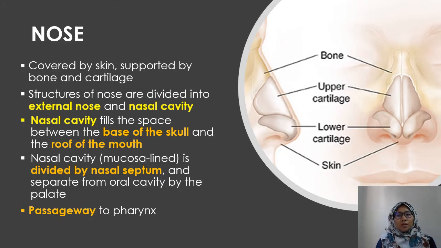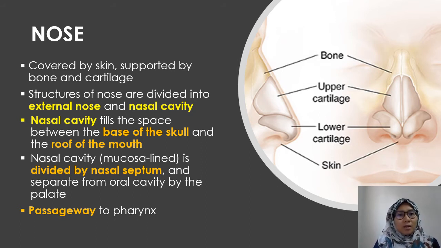We start with the nose first. The nose is covered by skin, dekat luar ni, supported by bone. Bone yang atas ni, and cartilage yang lembut kat depan ni. Alright. So the structures of the nose are divided into the external nose, ini yang kat luar ni, and the nasal cavity inside the nose.